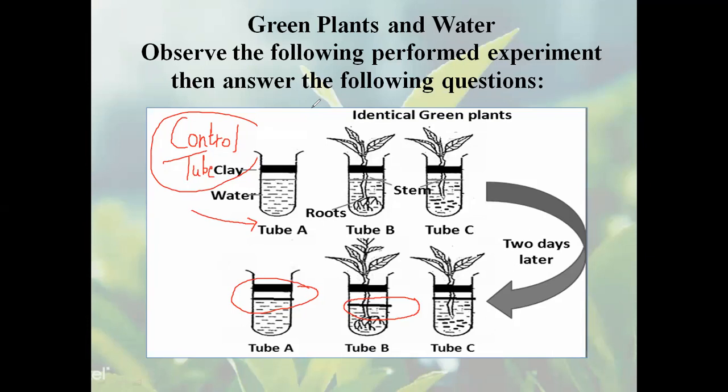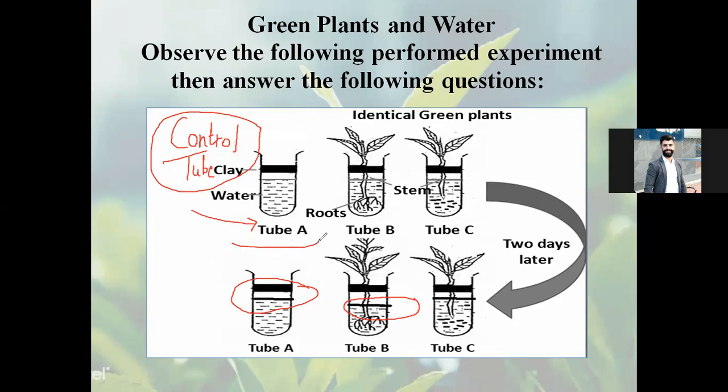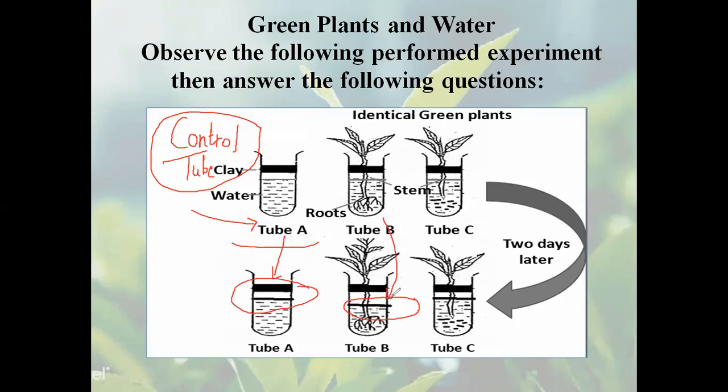Ali Basma, what do you say about the conclusion in tube B? Whenever we have the plant, the level of water drops, it decreases. So what can you say about what the plant does? The plant absorbs the water. Very good. Here in tube A, no plant, the level of water stays the same. When we have the plant, the level of water decreases, so the plant absorbs the water.